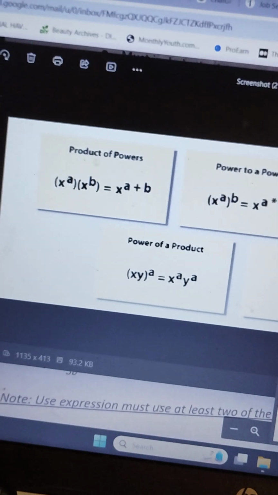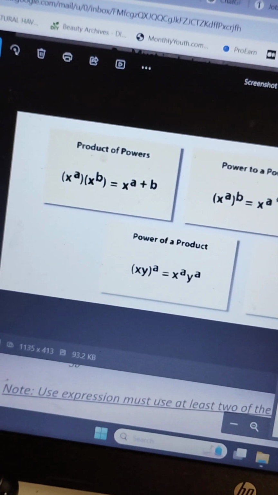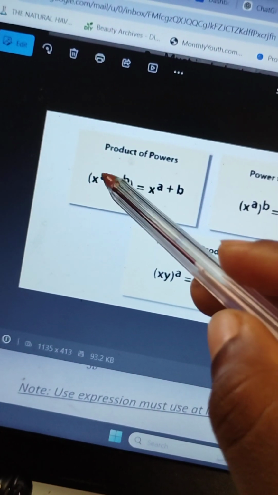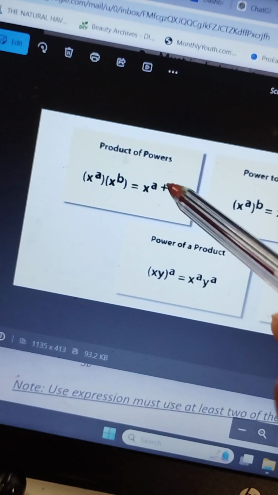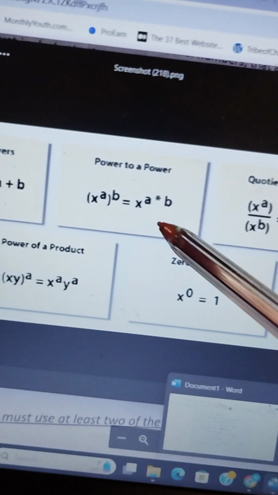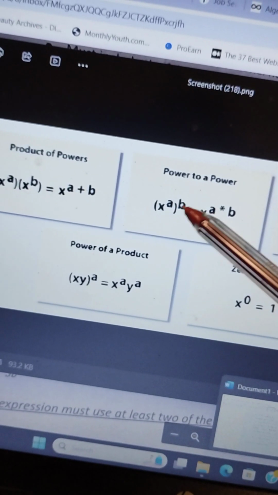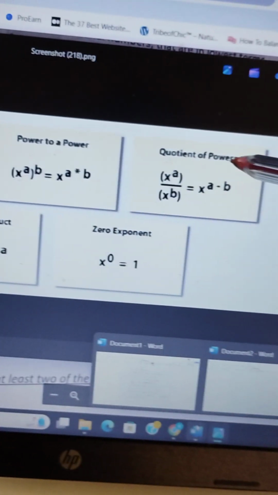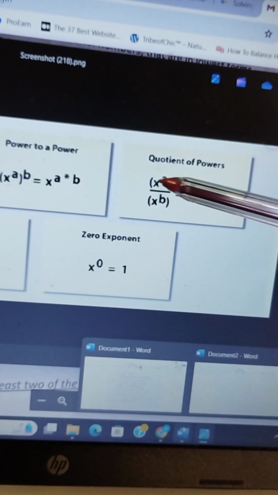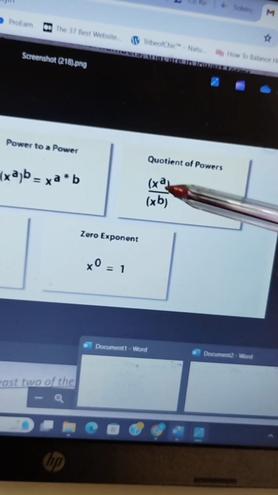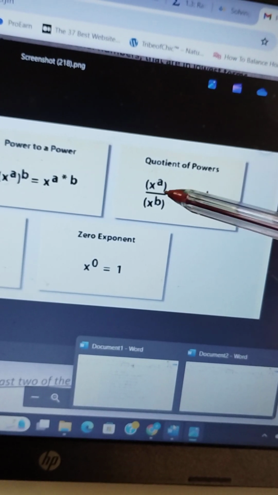So product of powers is where you're multiplying exponents which have the same base. If you notice, the base is the same, both of them are x, but the power that it is raised to is different. When that is the case, all you do is add the powers and the base remains the same. For the power to a power, you multiply the exponents, so it's just one base, but you multiply the exponents. Quotient of powers is where they both have the same base, but the powers are different, and in this case there's a division sign. When you're dividing 2 exponents with the same base, you subtract the powers.